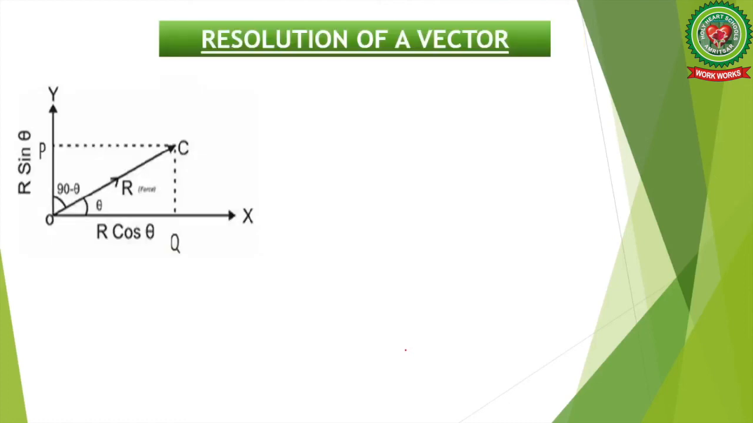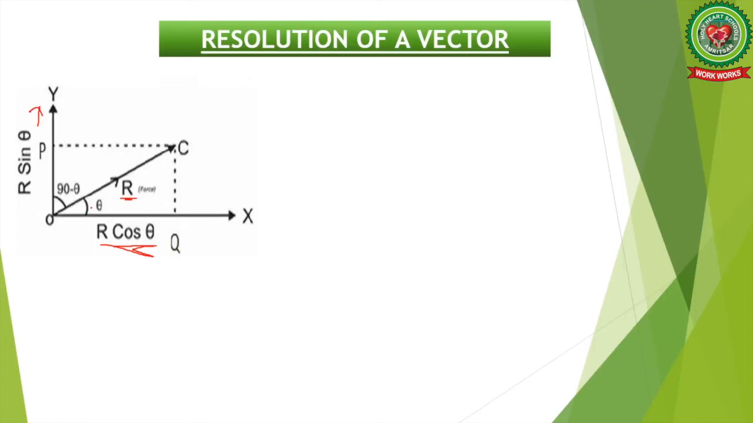Okay, last is resolution of a vector. Now if you are given a vector, you have to resolve it. What is the meaning of resolution of a vector? It means to find the horizontal and vertical components of a vector. If you are given one vector randomly in space, and you are told to resolve it or find its horizontal and vertical components, then we call it resolution of a vector.